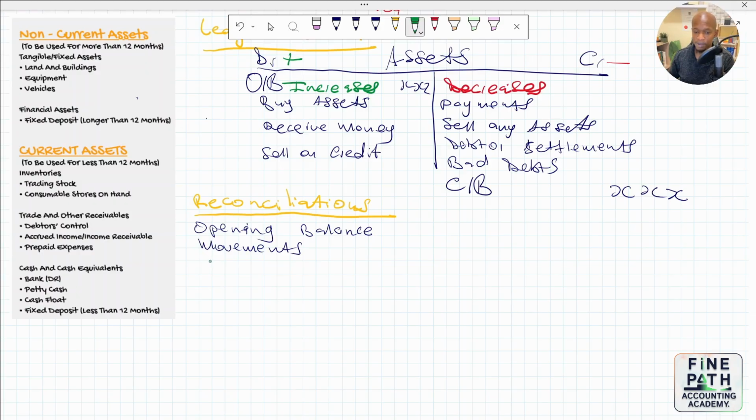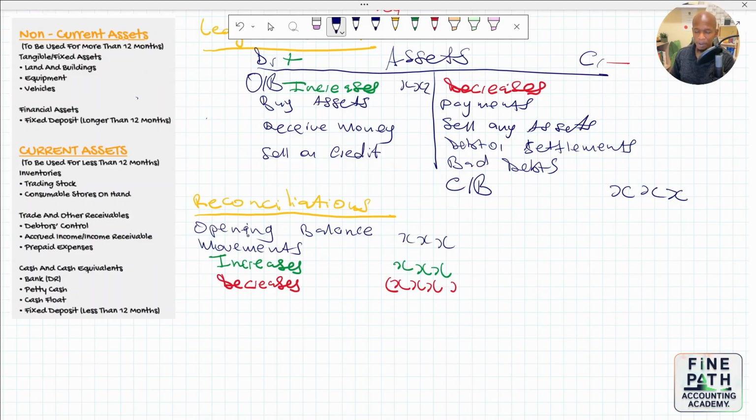The types of movements we would see: it's anything that increases our assets, so it's these transactions on the debit side that would go there. And then the second type would be anything that decreases our assets, so it's these transactions on the credit side that would go there. Here we would record our amount for the increases and for the decreases. You must always remember that anything that decreases must be a negative figure. Then we'd have our opening balance there.